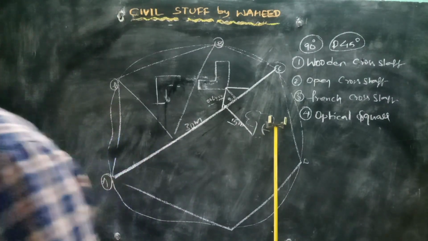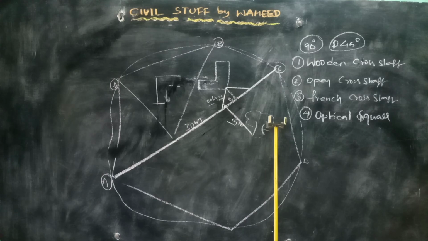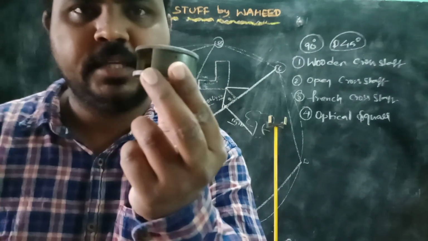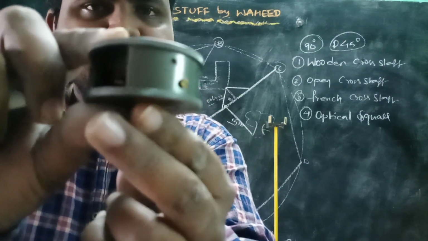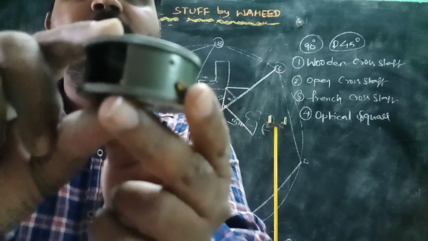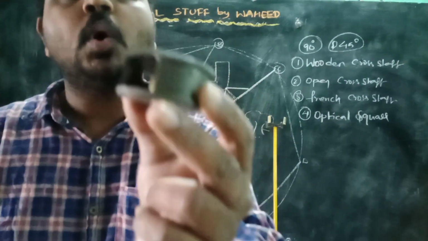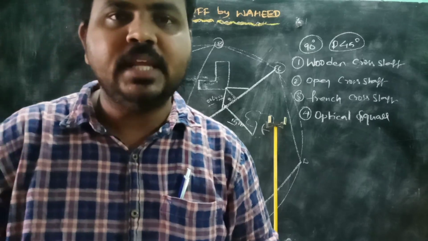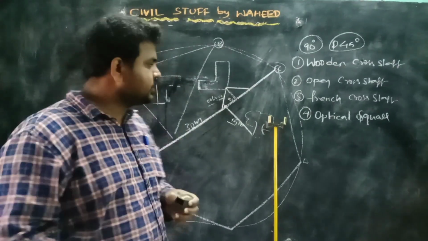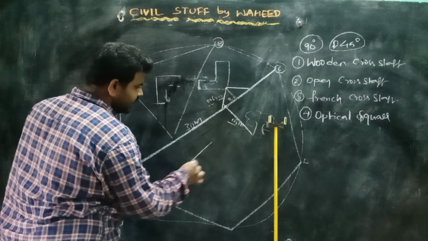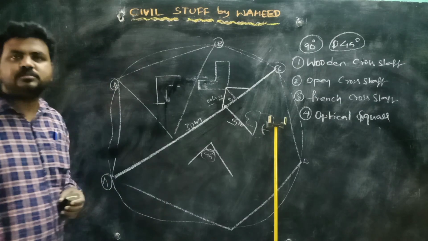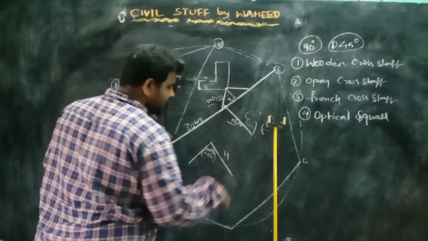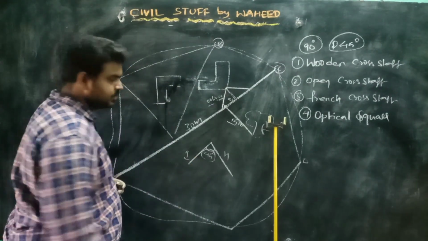one more thing is, this is the optical square. Optical square, where you can see two glasses inside. One is called a horizon glass, the next one is the index glass. They both are placed in such a way that the angle between these two is how much? 45 degrees. Suppose this is a horizon glass and this is an index glass.